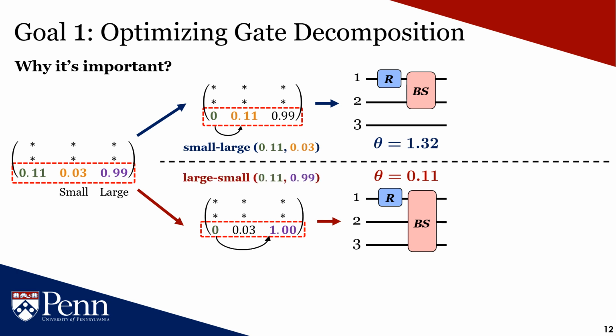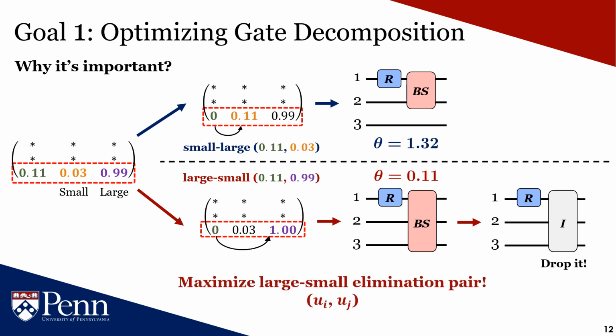And small beam splitters are close to identity, which can be dropped to mitigate physical error. And we should notice that the current compiler only allows the decomposition on the top. However, some ISCA devices support the decomposition at the bottom. Thus, we want to maximize the large-small elimination pairs by exploring the ISCA device structure to achieve more gate reduction.